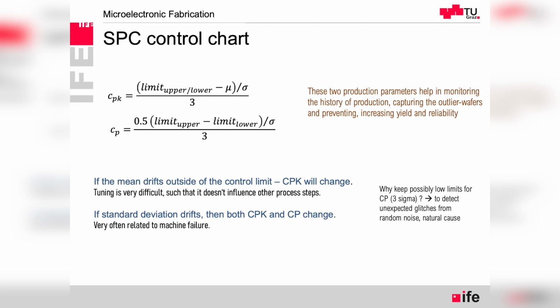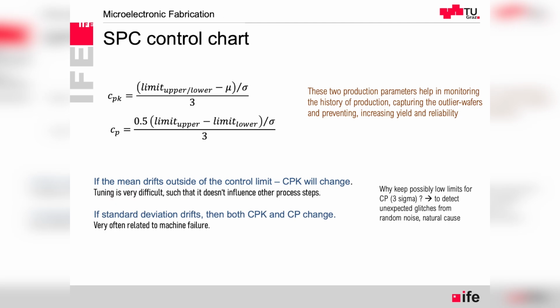If it's outside, then the process is being monitored. What went wrong that it's out of this limit, and whether we can continue the production or not. Typically, too high CPK will be shown when the mean value drifts out of the range that was shown historically. And then we can tune a device in order to bring it back to the mean.